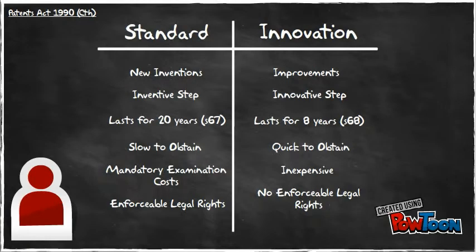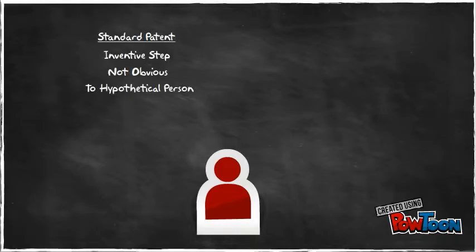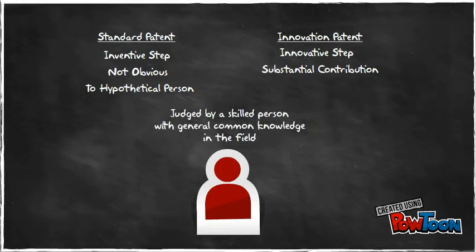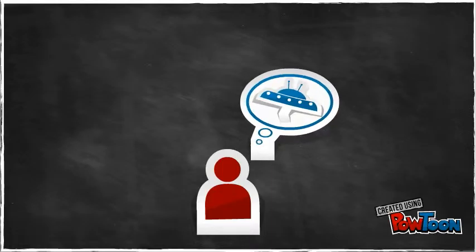It is important to evaluate these factors, as an invention that qualifies for a standard patent will generally also qualify for an innovation patent. So Jim, a standard patent requires an inventive step that was not obvious, while an innovation patent requires an innovative step that makes a substantial contribution to the invention's working. It looks like your invention is best suited by a standard patent. Good luck, Jim.